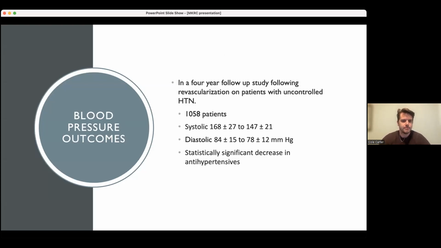So kind of reverting back to blood pressure outcomes, we hit blood pressure outcomes, cardiac destabilization syndromes, and ischemic nephropathy. And I kind of want to return to those to show overall outcomes of revascularization.